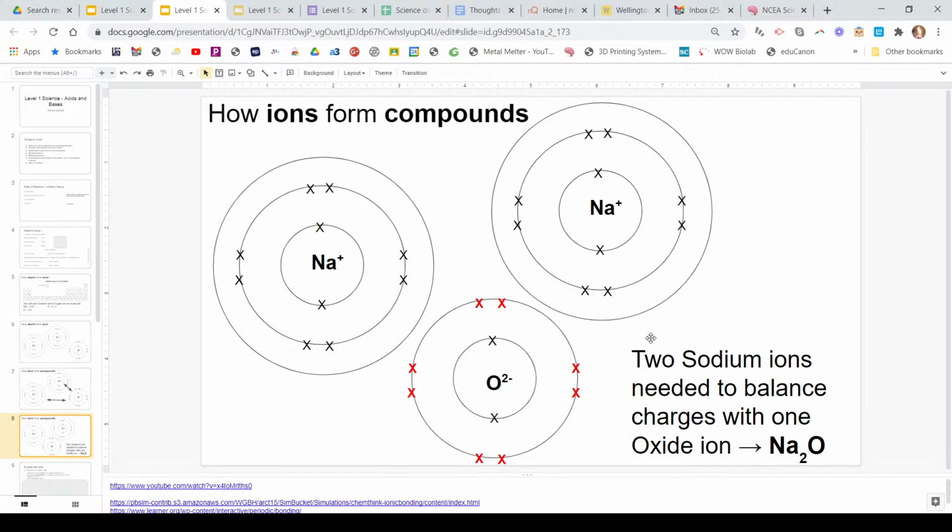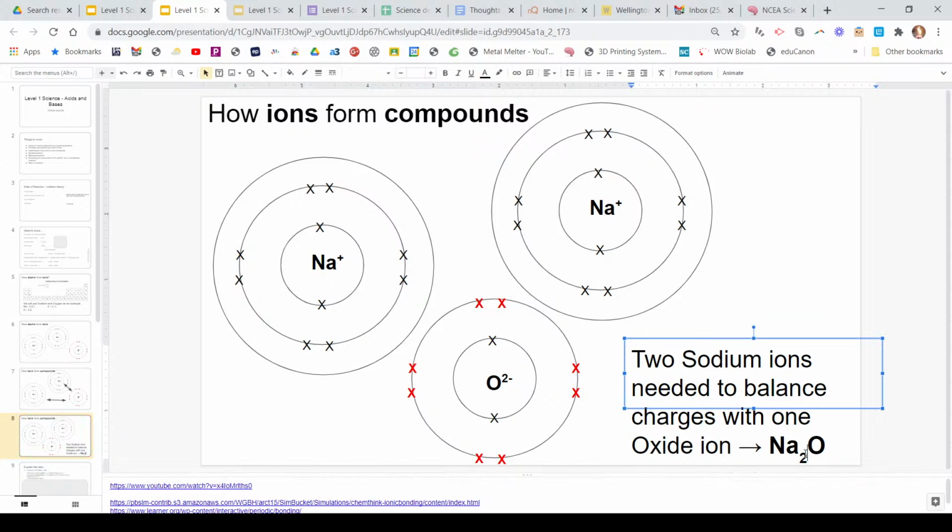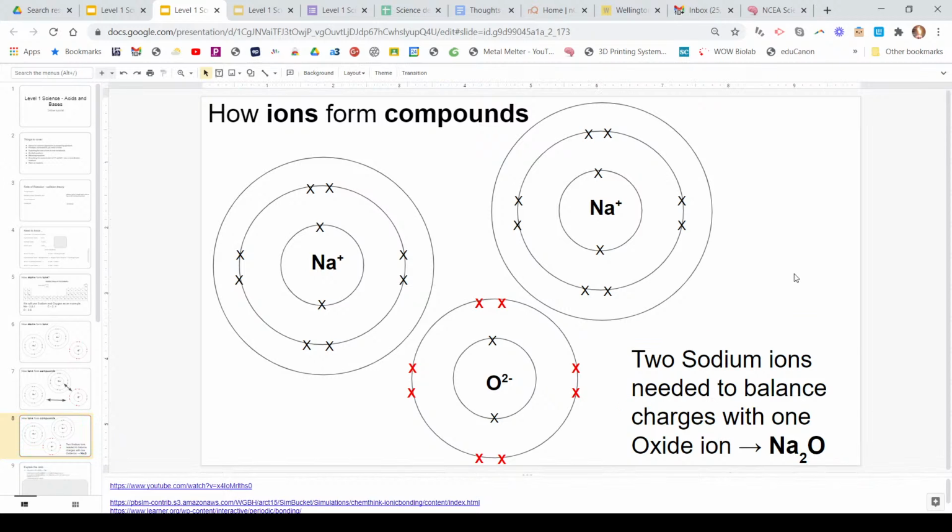And so because we need 2 sodium ions to balance the charges with 1 oxide ion, the formula would be Na2O. And we don't need to write any number after the oxygen because it's just a single oxide ion.